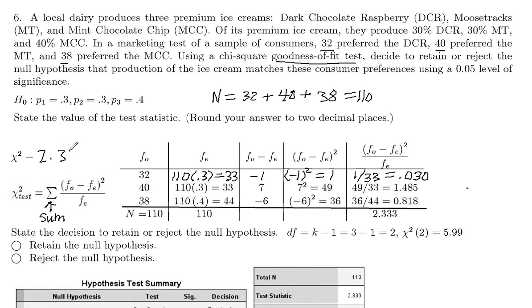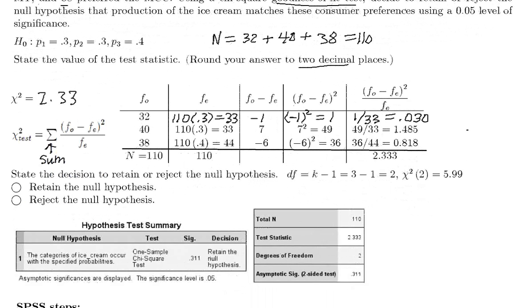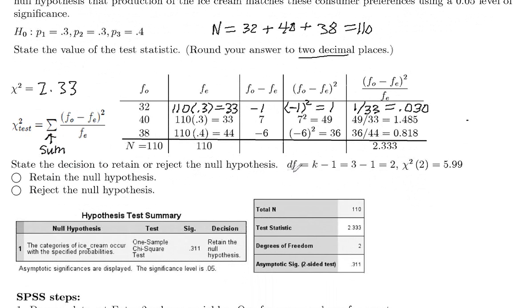And they wanted 2 decimal places here. And now we want to decide, are we going to accept or reject the null hypothesis? So we need to find our critical value here. To do that, we need our degrees of freedom, which is defined to be k minus 1. K is the number of categories that you have, which for us is 3. So 3 minus 1 is 2.